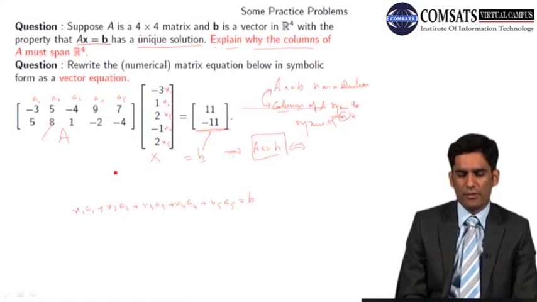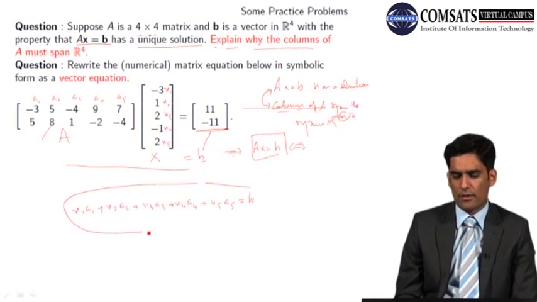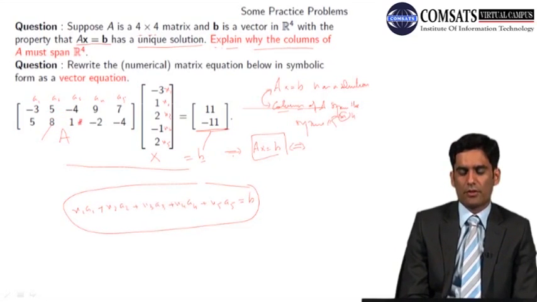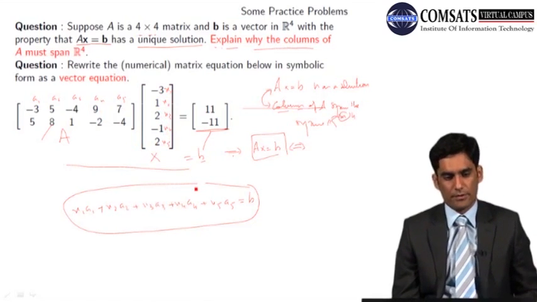This matrix equation and this vector equation are equivalent, where A1 is the first column of the matrix A, A2 is the second column, A3 is the third column, so on and so forth. X1 is the first entry, X2 is the second entry, X3 is the third entry, so on and so forth up till fifth.